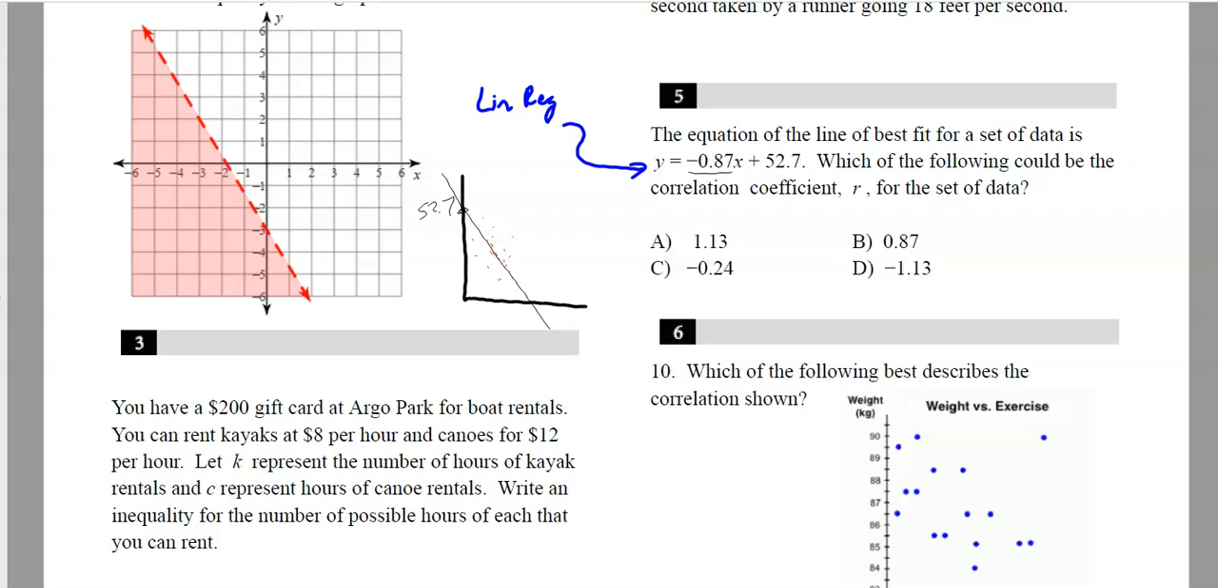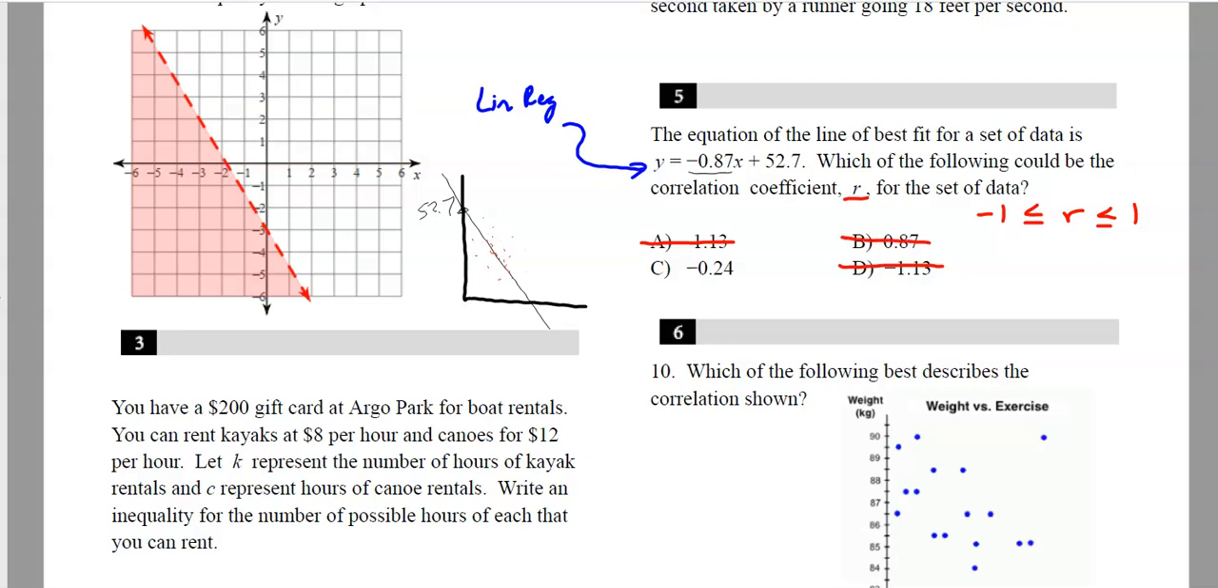But we don't really need to know that to answer this question, because there are some things we can rule out. The first thing is, an R value can never be bigger than 1, and it can never be less than -1. That's the first fact you need to know: it's never more than 1, and it's never smaller than -1. Those answers can be eliminated. Now, the next thing we know is, if our best fit line has a negative slope, that means our R value has to be negative.